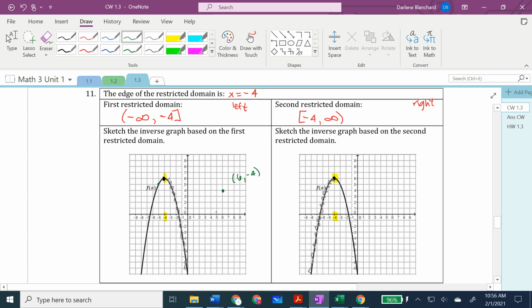Why am I messing up? I need to write it down. I know why I messed up. I plotted a point incorrectly. I don't know if you saw. This should be 6, -4.